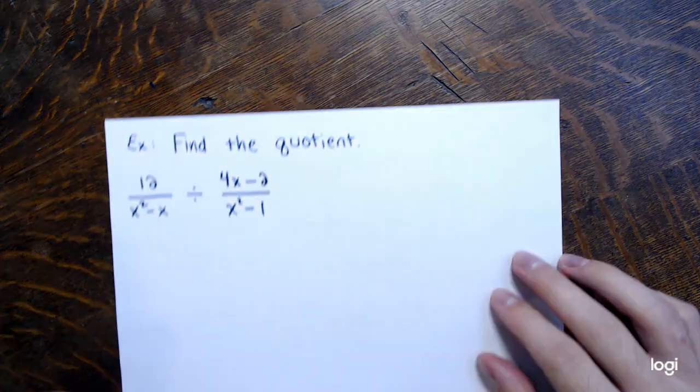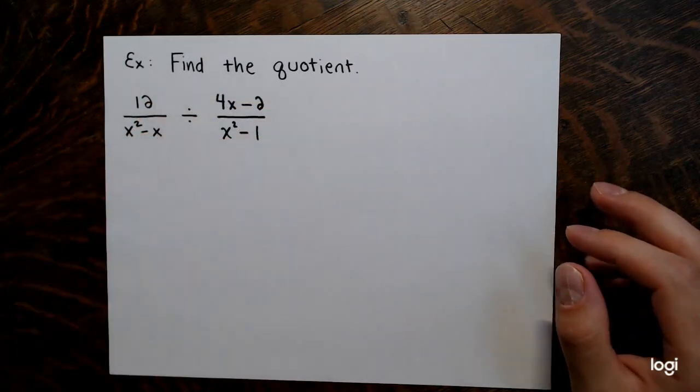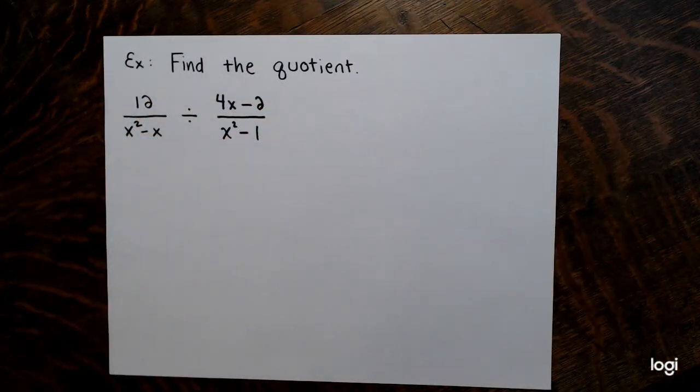My first one has to find the quotient. Now the quotient is a fancy term for the result of division. Do a little refresher course here off to the side.